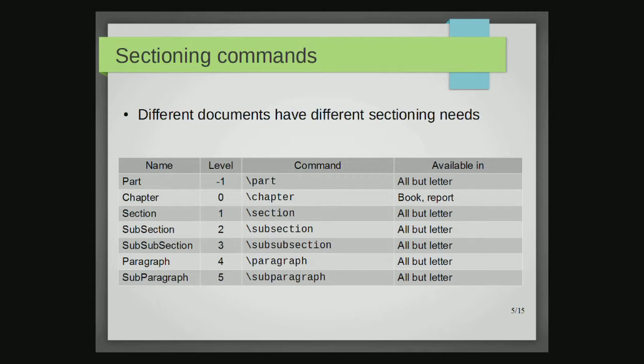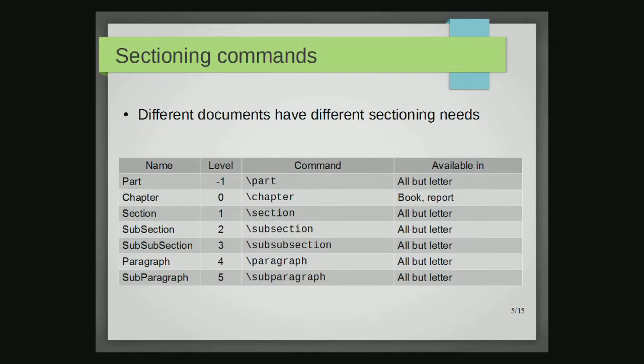Each command is associated with a number that indicates its level. The lower the number, the higher the section position in the hierarchy. If we look at the table, we can see that there is just one exception to the sectioning scheme, which is the chapters, and chapters are only available in books and reports. All other commands are available in every class except letter.